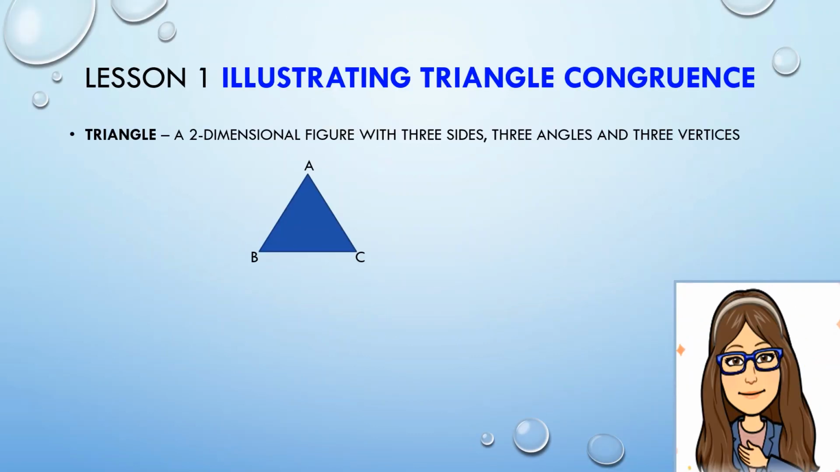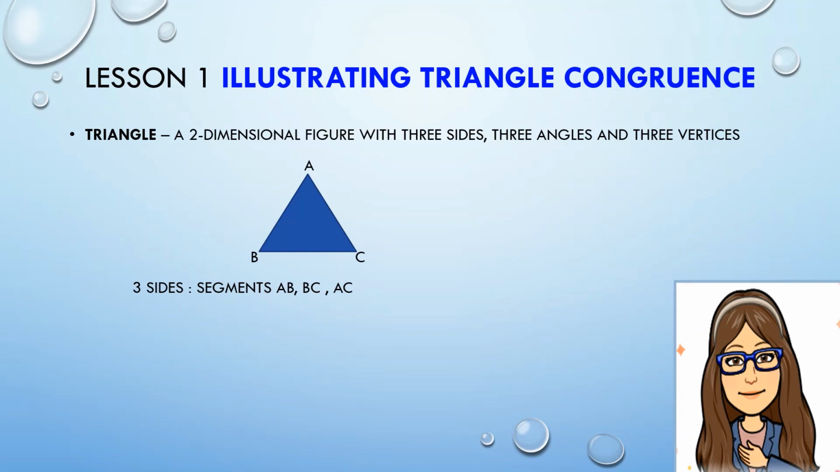Lesson 1. Illustrating triangle congruence. By now, you must be well aware of the definition of a triangle. That is, it is a two-dimensional figure with 3 sides, 3 angles, and 3 vertices. Let's check the figure. We have there triangle ABC.